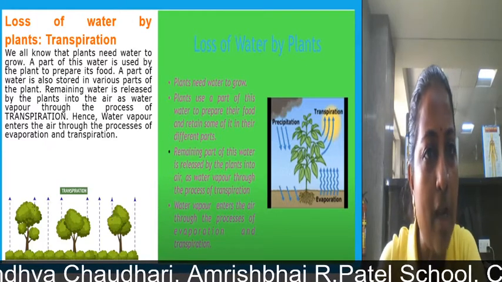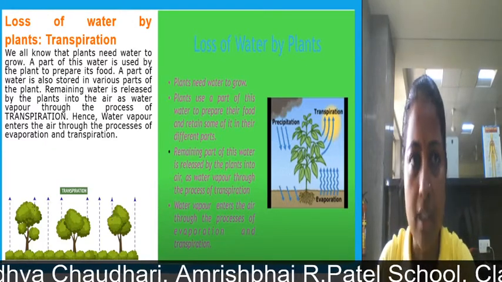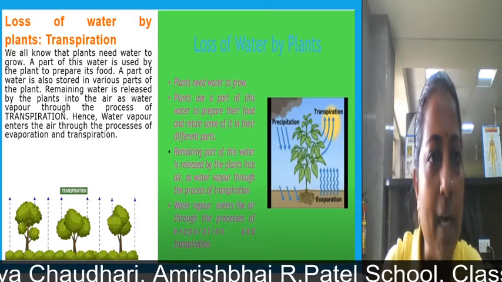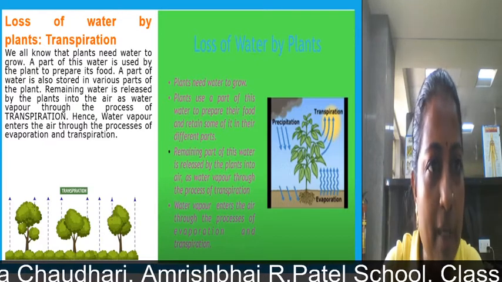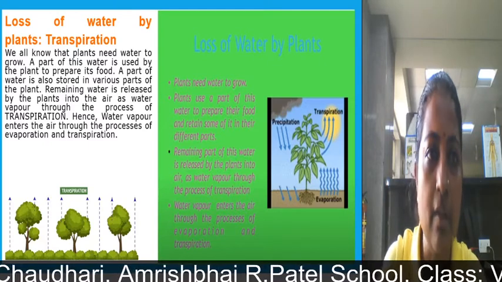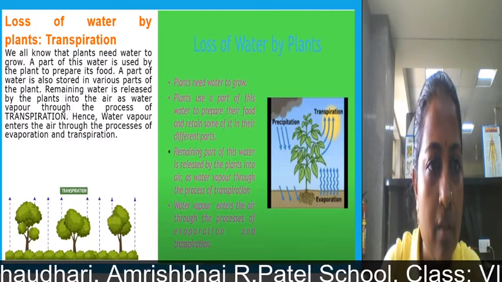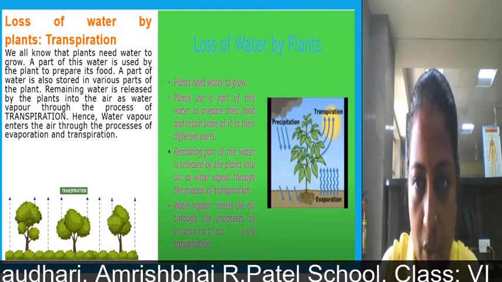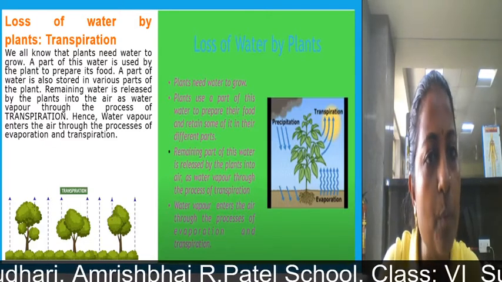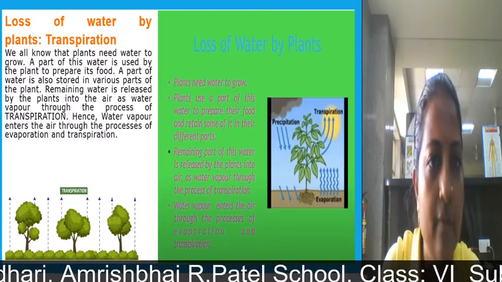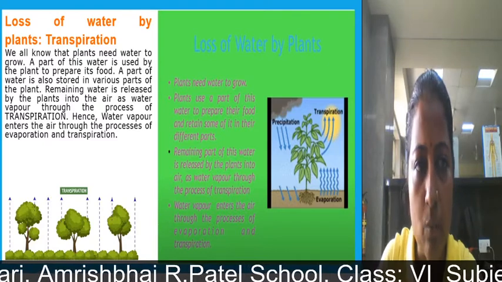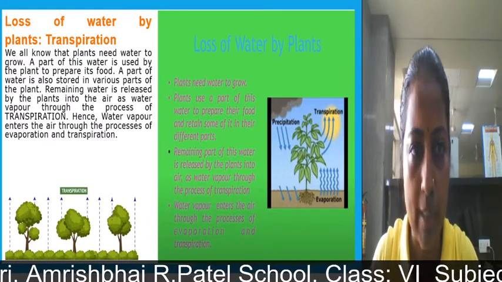We all know that plants need water to grow. A part of this water is used by the plant to prepare its food. A part of the water is also stored in various parts of the plant. The remaining water is released by the plant into the air as water vapor through the process of transpiration. Hence, water vapor enters the air through the processes of evaporation and transpiration. By transpiration through plants, water vapors are getting mixed into the atmosphere.